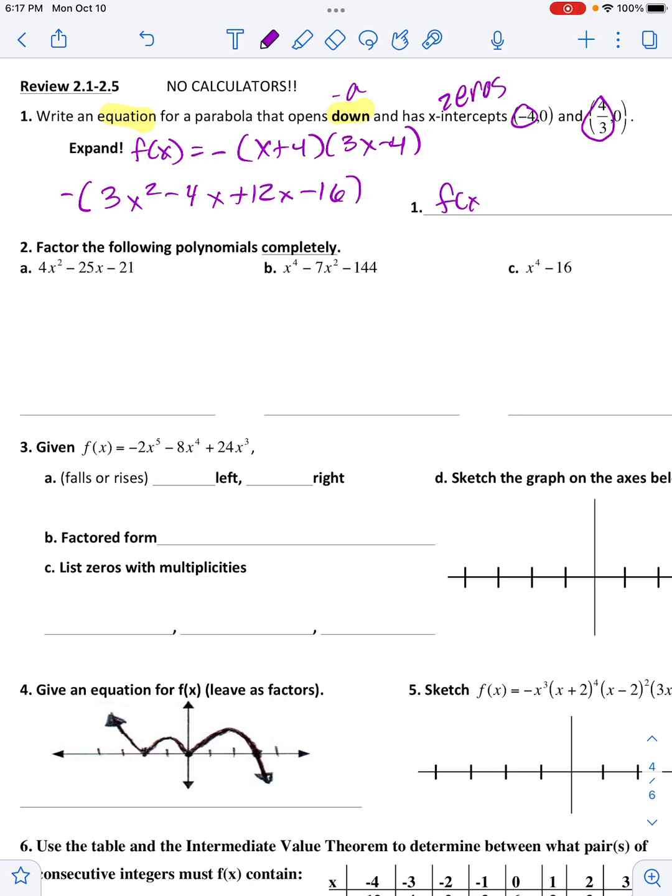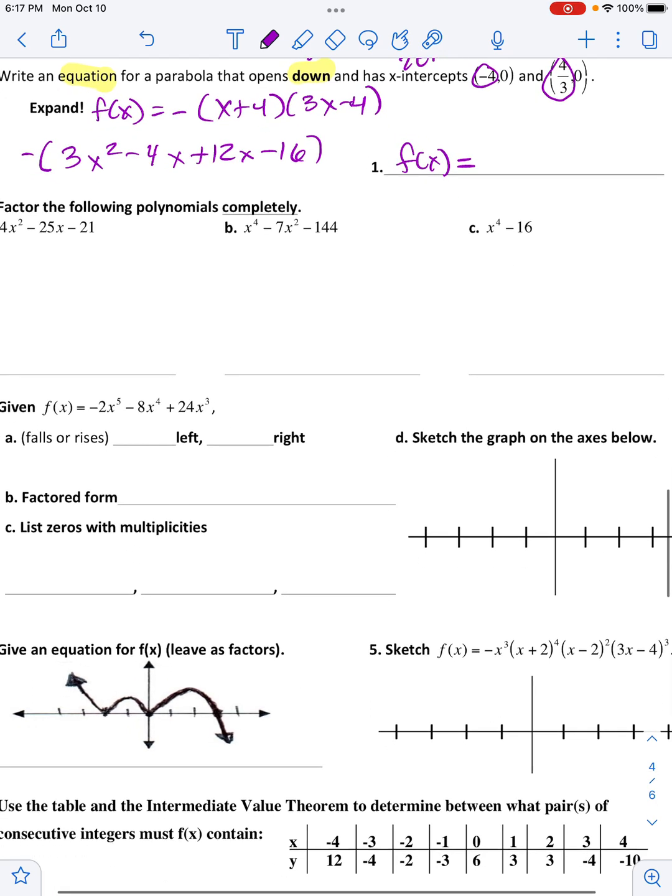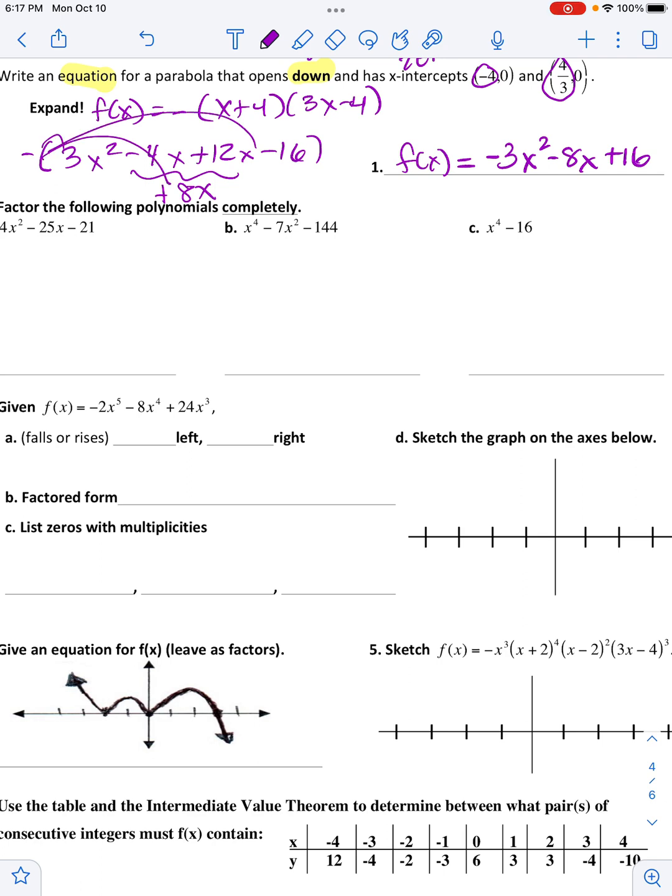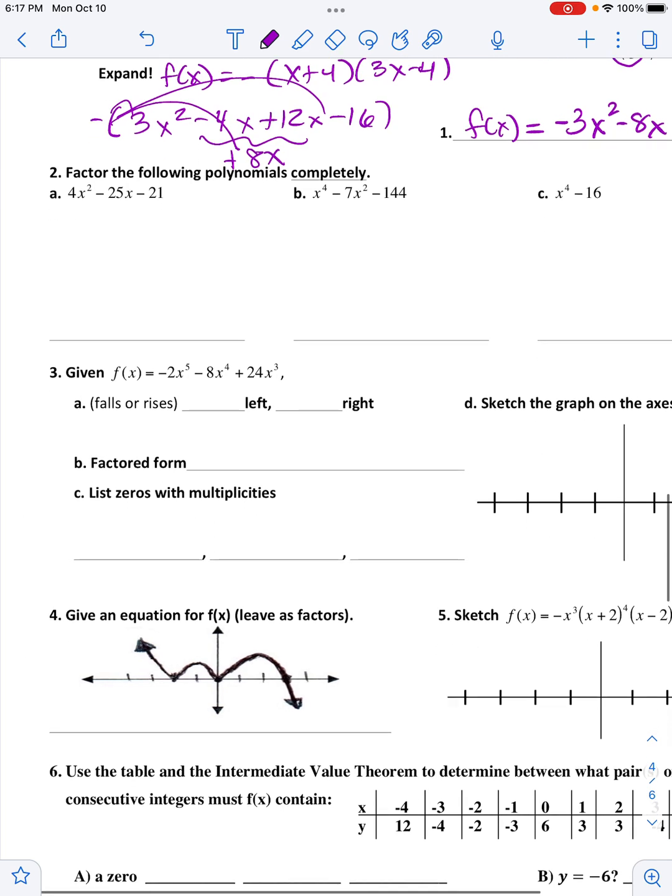So my final function equation with an equal sign, distributing this negative, could these combine to be an 8x together? And then distributing the negative, I get negative 3x squared minus 8x plus 16. Just because this negative makes that negative, makes the 8 negative, but changes the 16 to positive. So that meets all the criteria.